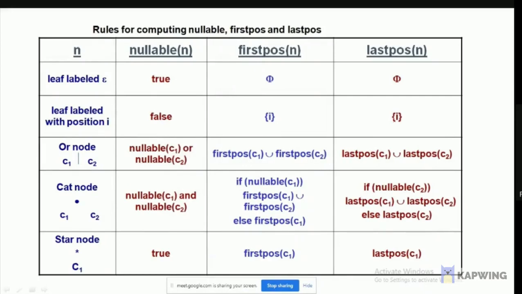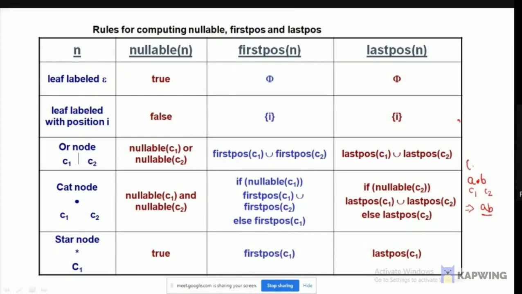If I have an expression like this, A dot B, there are two expressions concatenated by a dot. Let this be C1 and this be C2. What are the strings generated by this? A and B combined. AB is the string generated by this.